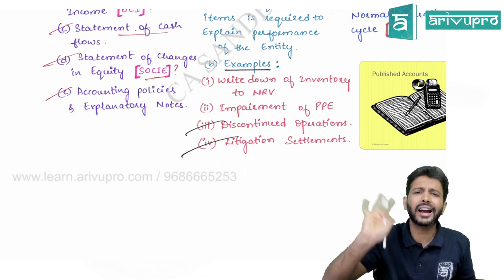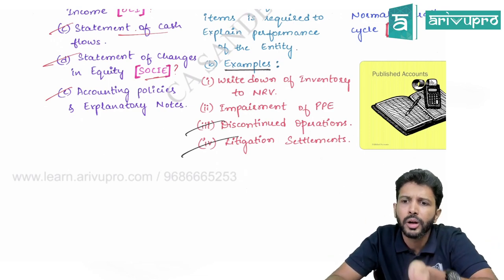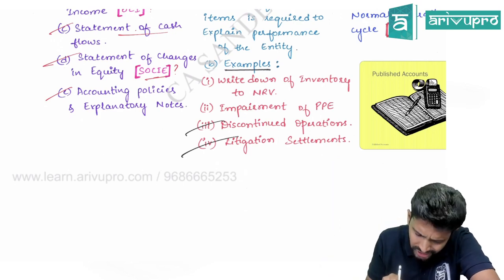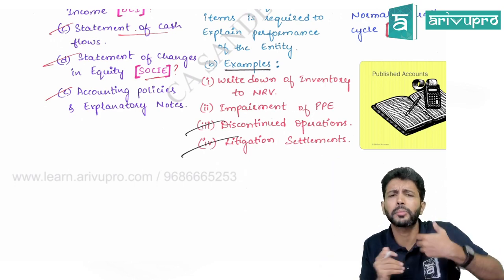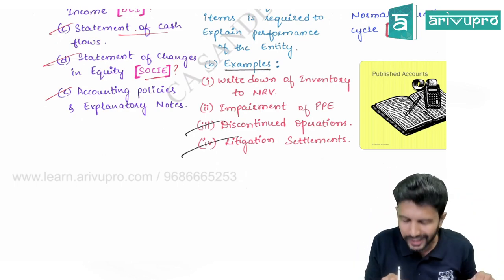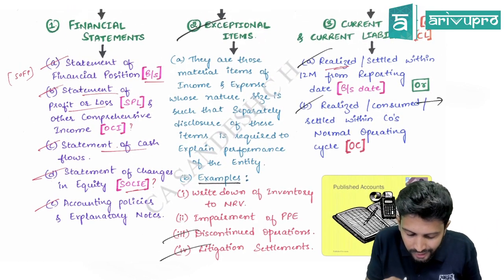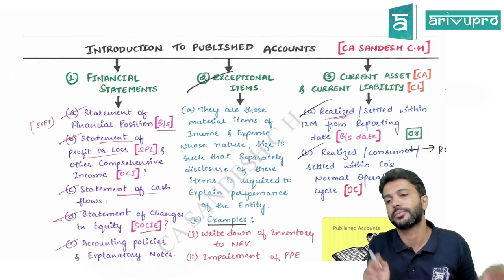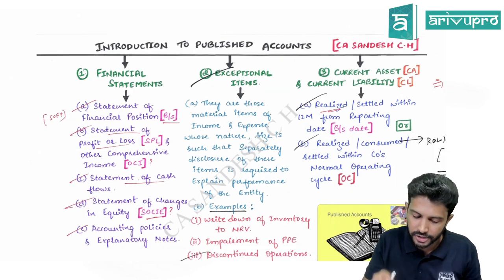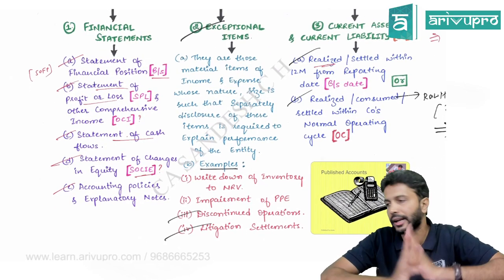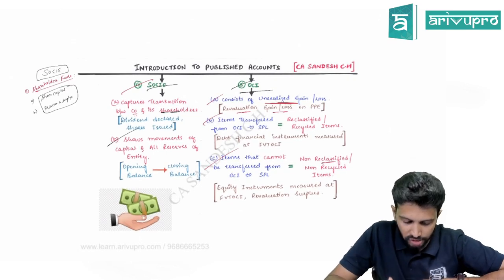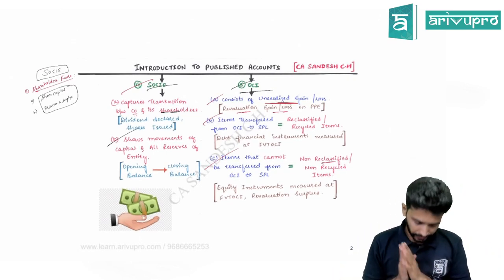Meaning there are certain activities which currently I am doing, which I don't want to continue. Since you are doing the operations currently, from that operation you will get some profit or some loss. Show that separately because they are exceptional items. They are necessary for the readers to know and understand financial statements better. That's all, exceptional items. So with this, all the concepts relating to this particular topic, we are done with.